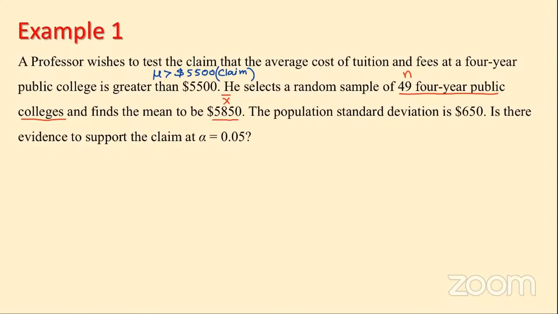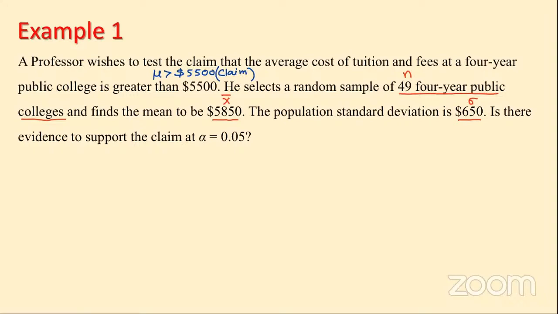And the population standard deviation is 650. See, the population standard deviation sigma is given. Now, look at this last part. This is important. Is there evidence to support the claim at alpha equal to 0.05?